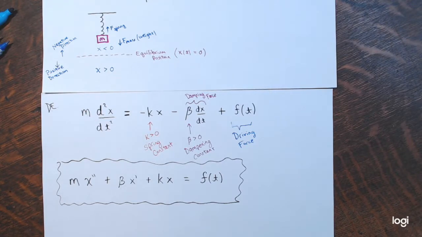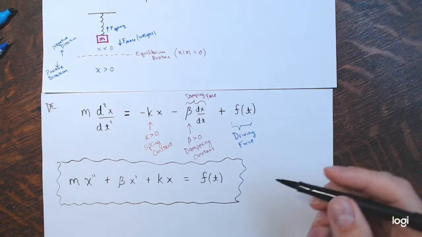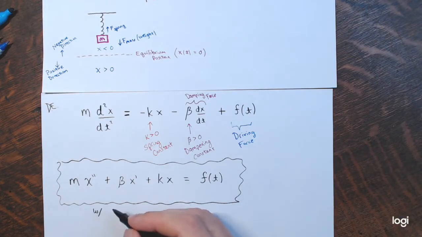So we just need to determine the m, the mass in slugs or kilograms. We need to figure out, unless we're told, the beta, the damping constant, and the k, the spring constant. And I'm pretty sure we're going to be told each time what the driving force is, how the force that's acting on the mass changes over time, the f of t. And then of course, this will also be subject to initial conditions.